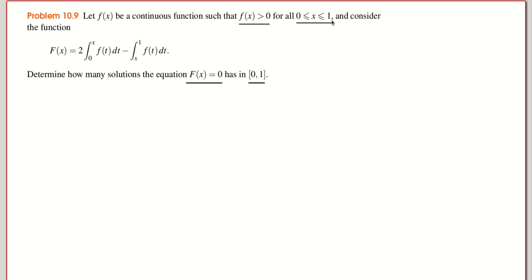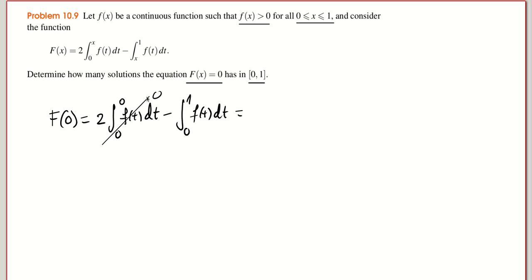Okay, let's try to apply Bolzano. So first we calculate the function at 0. This is twice the integral from 0 to 0 of f of t dt minus the integral from 0 to 1 of f of t dt. This is 0, of course, because it's the integral over an interval of length 0. So this is minus the integral from 0 to 1 of f(t) dt. And given that this function is positive, this integral will be positive, and because of the minus it's going to be negative. So this is a negative number, whatever number it is.